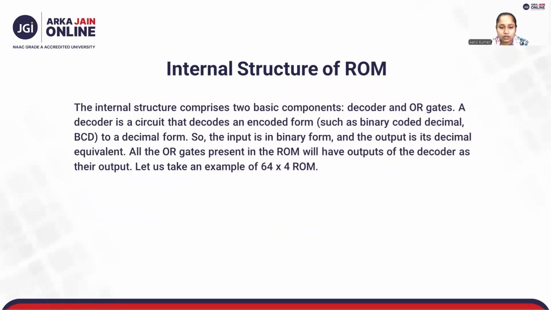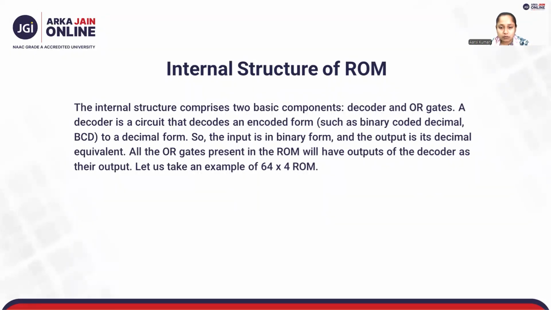Internal structure of ROM. The internal structure comprises two basic components, a decoder and OR gates. A decoder is a circuit that decodes data from one form to another, such as binary coded decimal (BCD) to a decimal form. So the input is in binary form and the output is its decimal equivalent. All the OR gates present in the ROM will have the output of the decoder as their inputs.